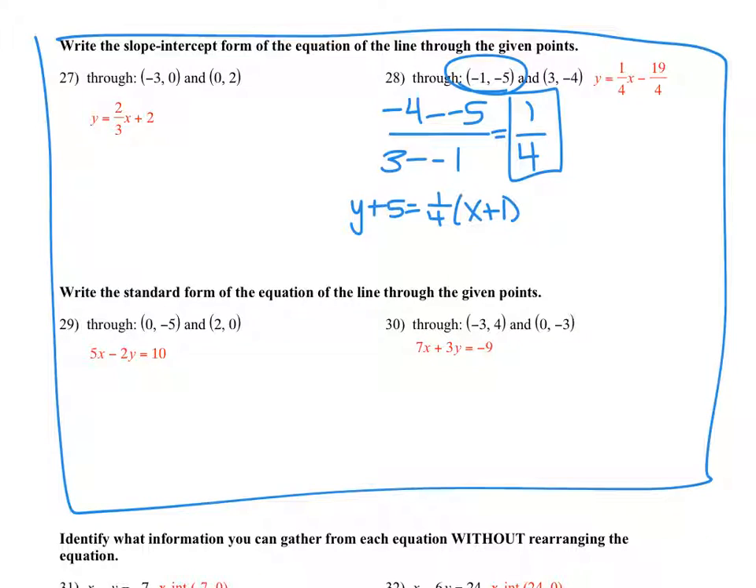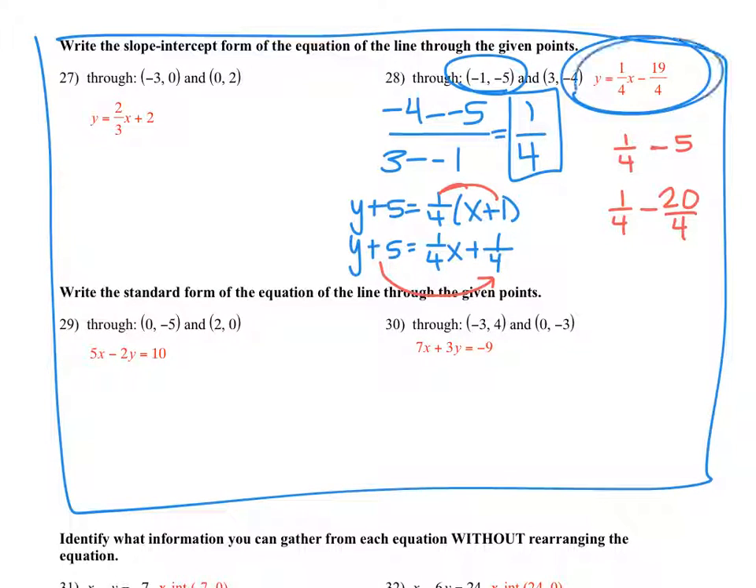Now I need to distribute the 1/4. So I've got y plus 5 equals 1/4 x plus 1/4. And this is slope-intercept, so I can't get rid of the fractions. I have to move my 5 to the other side. So I'm really trying to think to myself, 1/4 minus 5. Well, if I need like denominators, I need to think what number can I put on the top here so that it equals 5 when I divide by 4, and the answer there is 20. So 1 minus 20 is -19, which is then how they're getting to their final answer given right here.